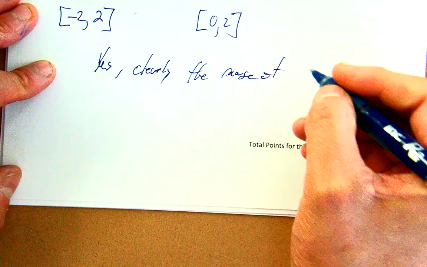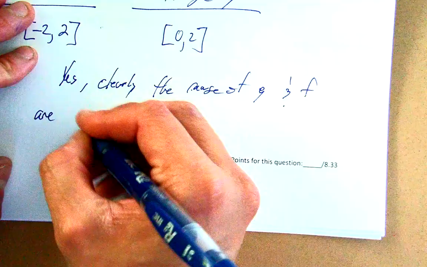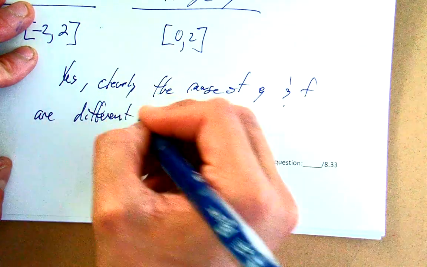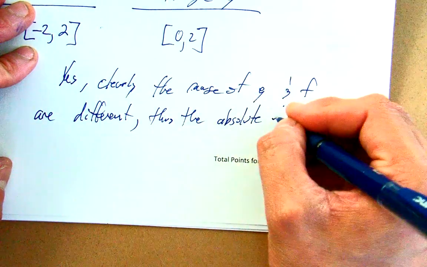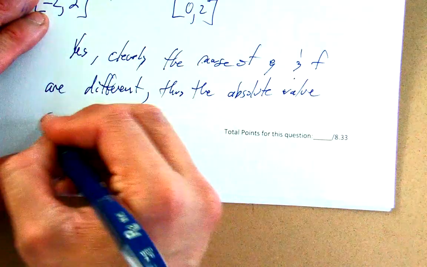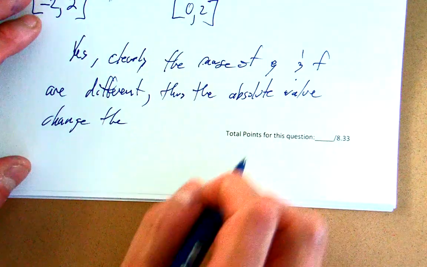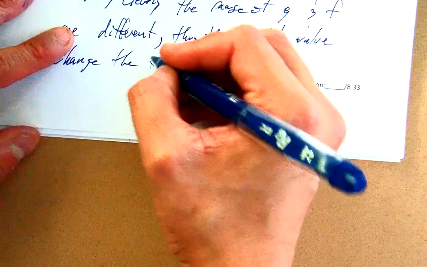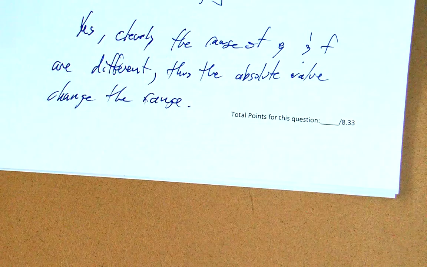Of G and, we could say, I'm going to do it differently. G and F are what? Different. Thus, the absolute value changed the what? What did it change? It changed the range. All you have to do is present your evidence and then write a semi-coherent, I say semi because I'm not asking for a lot here, okay? Write a semi-coherent statement saying, look, I know what I'm doing.